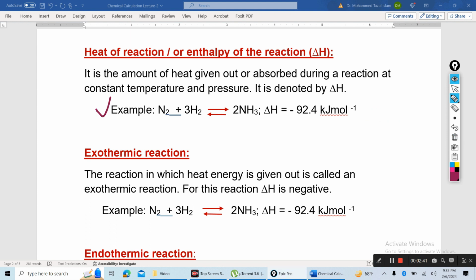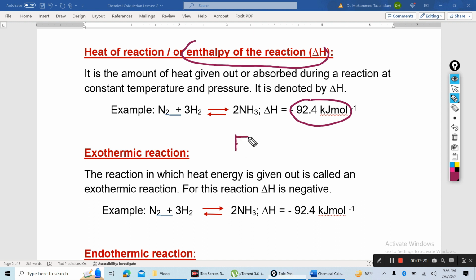Now you see, nitrogen reacts with hydrogen. When nitrogen reacts with hydrogen to produce NH3, NH3 means ammonia. When this reaction happens, negative 92.4 means 92.4 kilojoule energy is produced. So this 92.4 kilojoule energy is known as enthalpy of the reaction or heat of the reaction.